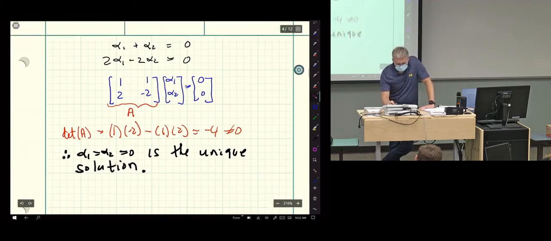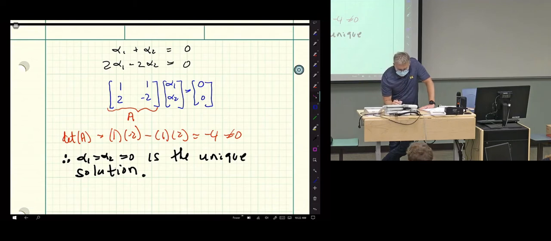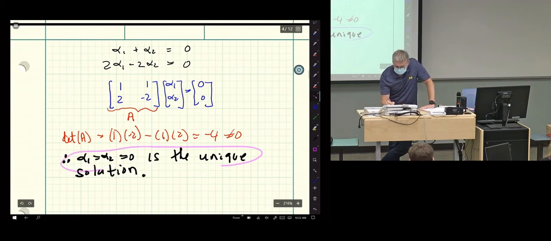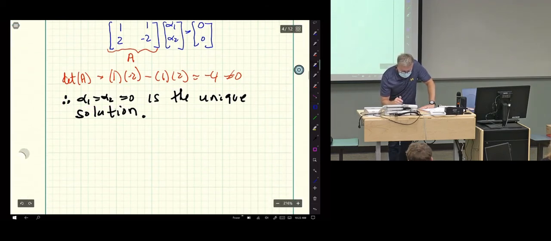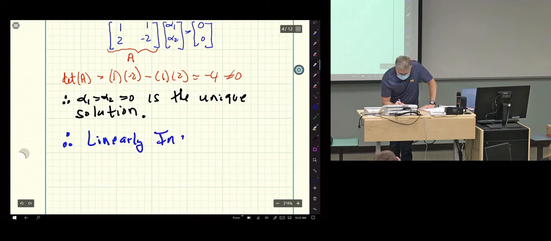Find any way I can to assert that alpha 1 equals 0, alpha 2 equals 0 is the unique solution. And so now I can conclude the vectors are linearly independent. Conclusion: linearly independent. Yay.